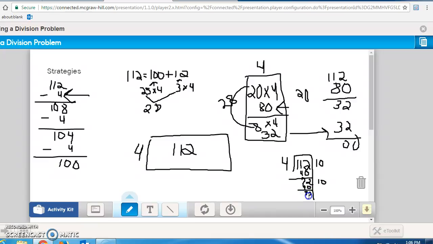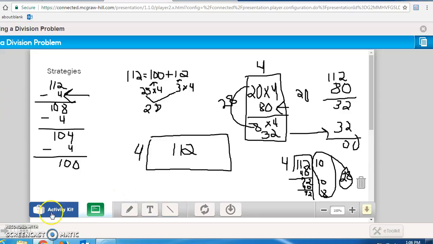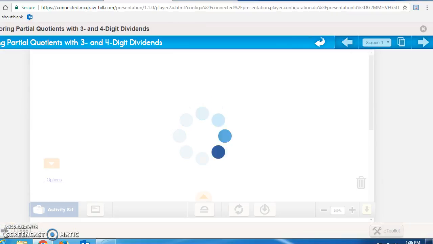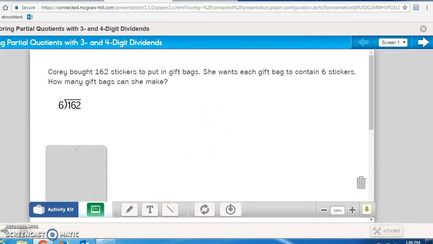Sorry, my writing's not large and neat. So how many groups of 4 can I get into 32? 8. 8 times 4 is 32. It'll be exactly the same. So when I add up my groups, I again come up with an answer of 28. My answer, 28, is the quotient. So in division, when you're looking at the answers, you're looking for quotients.